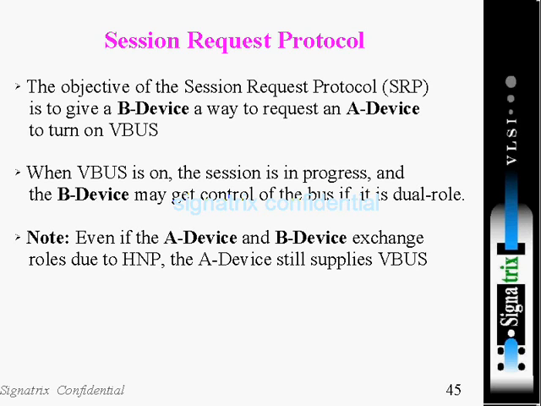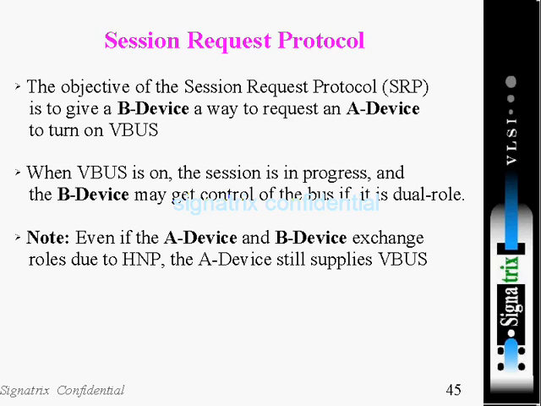The objective of SRP is to give B device a way to request, and A device a way to turn on the VBus. When VBus is on, the session is in progress, and B device may get control of the bus if it is dual role. They mention dual role here because within B device itself there is one more special category: B device with peripheral-only mode. We have discussed that thing. That's why they have mentioned dual role here.